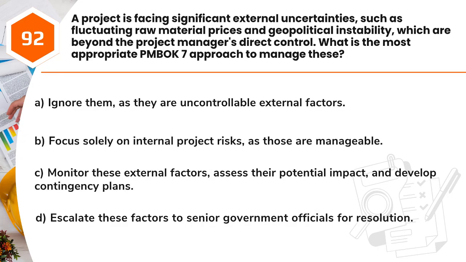Question 92. A project is facing significant external uncertainties, such as fluctuating raw material prices and geopolitical instability, which are beyond the project manager's direct control. What is the most appropriate PMBOK 7 approach to manage these? A. Ignore them, as they are uncontrollable external factors. B. Focus solely on internal project risks, as those are manageable. C. Monitor these external factors, assess their potential impact, and develop contingency plans. D. Escalate these factors to senior government officials for resolution.